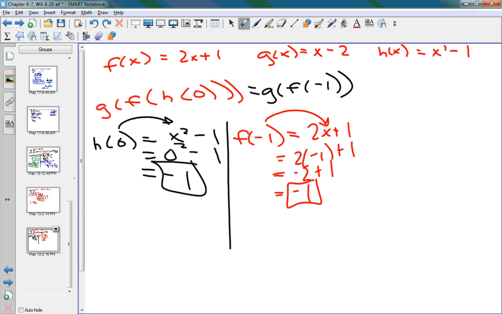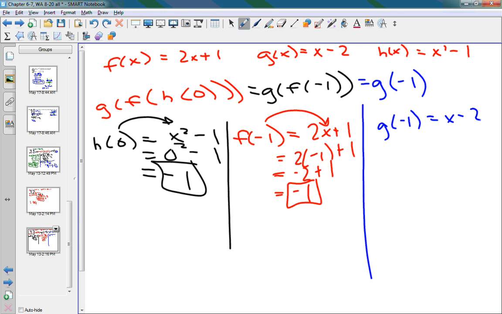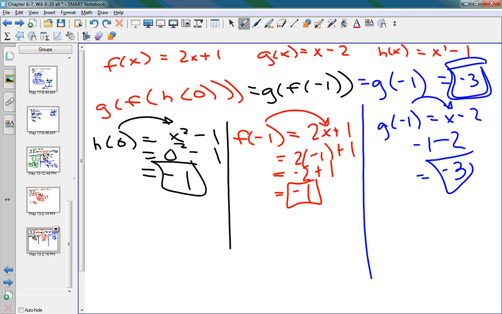Now what do I do with that? I'm going to do g at negative 1. Well, what's g? X minus 2. Plug that in. Negative 1 minus 2 gives me negative 3. So what's my final answer? You have 2 problems like this on the quick quiz tomorrow.